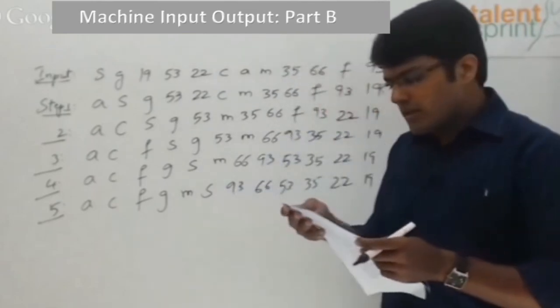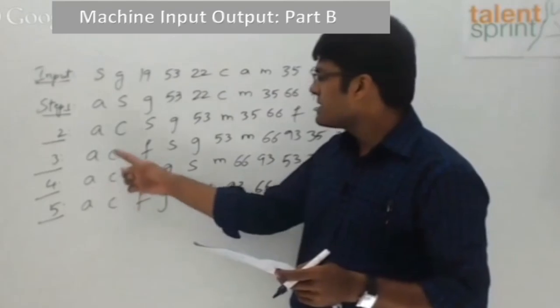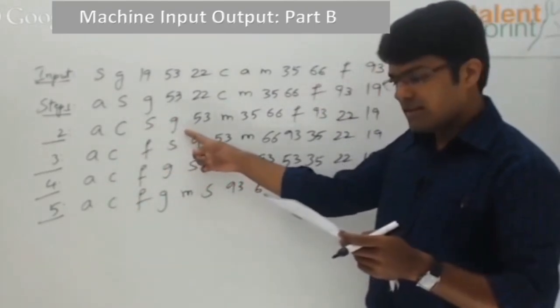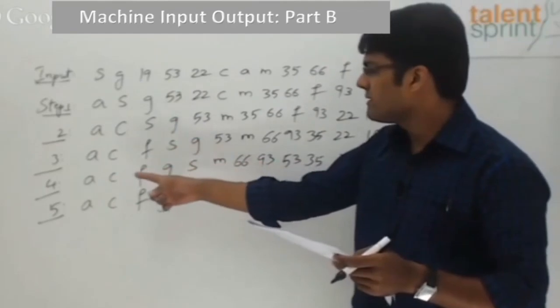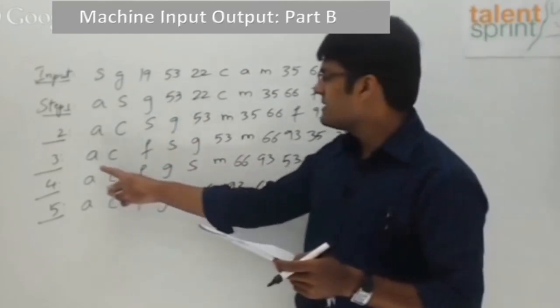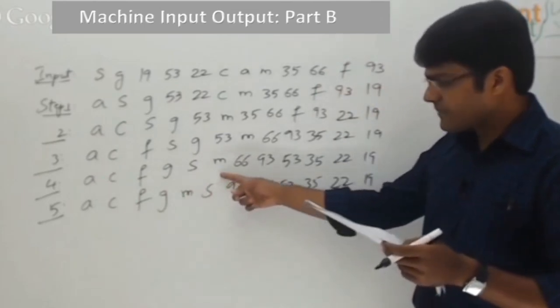Which step number would be the following output? A, C, F, G, S, M. A, C, S, G, S, G, S, M. A, C, F, G, S, M. Okay, A, C, F, G, S, M.